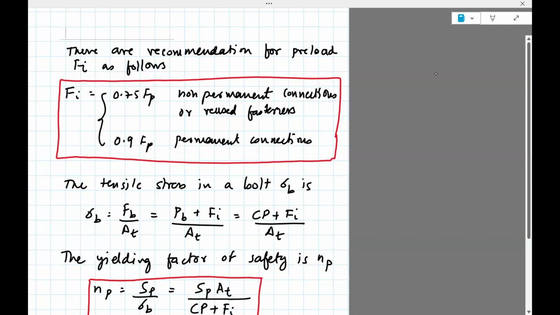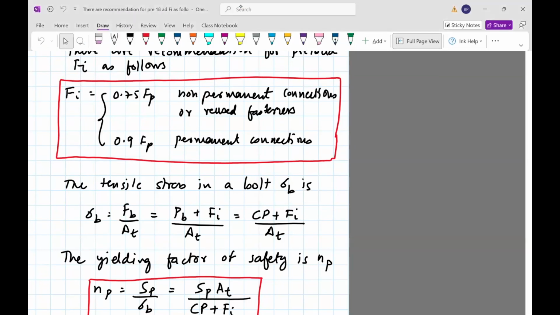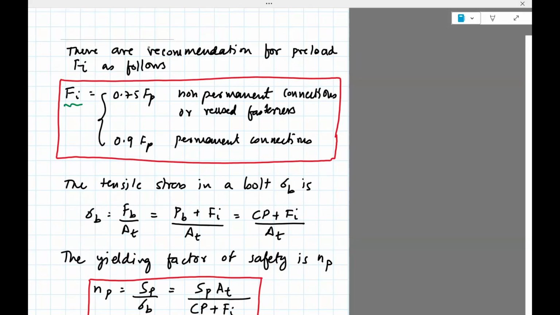Okay, so these are recommendations for pretension. This is the force you need to tighten the bolts. You take it to be 0.75 SP or 0.9 FP, and that depends on the connection. So if it's a permanent connection, like a rivet, which we're not going to do here, then it will be 0.9. If it's a non-permanent connection or a reused fastener, use 0.75. So by far it's 0.75, not 0.9. We're not going to do permanent connections here. A weld would become permanent, but it's different from a fastener.